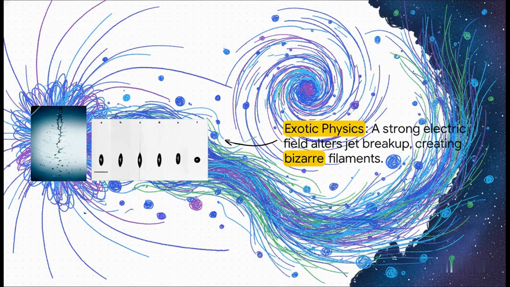But what happens when you start messing with the rules? Like, what if you throw another force into the mix? Well, if you hit a jet of liquid with a really strong electric field, you can totally change the game. The normal breakup process gets hijacked, and you end up with these wild, beautiful, almost alien-looking filament structures. It just goes to show how fundamental and how flexible this physics really is.